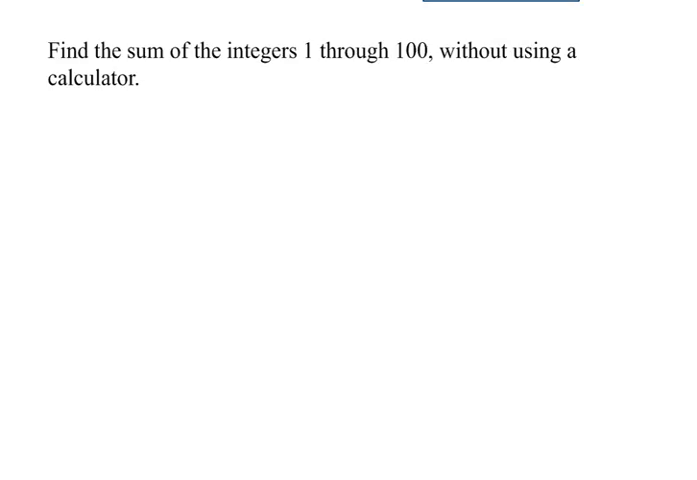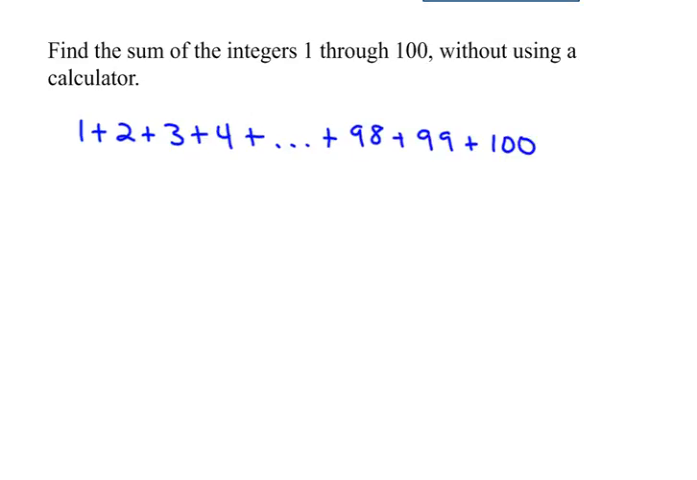Alright, a mathematician named Frederick Gauss came up with the following way to calculate the sum of the integers 1 through 100. 1 plus 2 plus 3 plus 4 plus ... plus 98 plus 99 plus 100. In a sense, just adding up the actual integers, but we're not going to actually add them. Then what Gauss did is he did the series backwards.